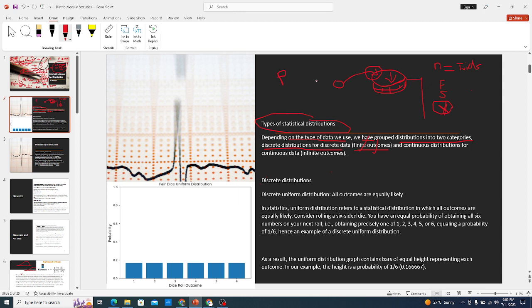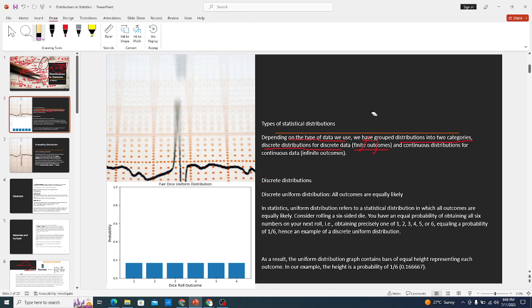Another example of finite outcomes is tossing a coin. You only have two possible outcomes: either you get a head or you get a tail. These are the two possible outcomes when you toss a coin. When you roll a dice, we have only six possible outcomes. So those are just examples of discrete distributions or discrete experiments.